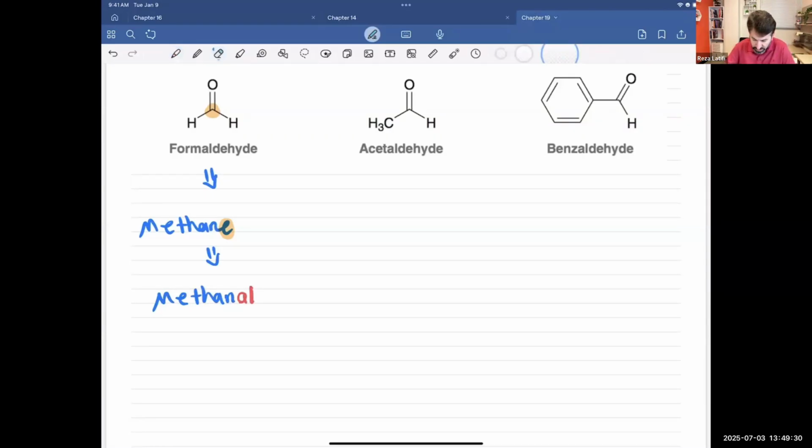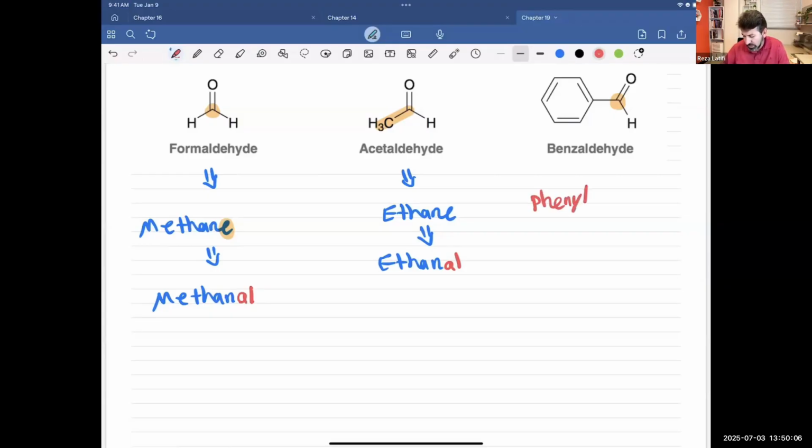Okay, next one is ethane. We're going to replace the E by Al, and it will be ethanal. And the last one, as you see, the name says benzaldehyde, but I do have a phenyl group attached to a methane. So can I say this is a phenyl, and then I have methane, and I'm going to replace the E at the end by Al. So it will be phenylmethanal.